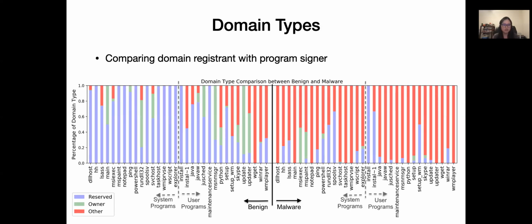Now in the graph on the left, we have benign processes, and on the right, we have malware-injected processes of the same list of benign programs. We can see that the benign processes have mostly blue and green bars, very few red bars, which is the other type domain. And on the contrary, the malware-injected processes mostly have red bars. And another thing to note is that among the benign processes on the left, user interactive programs have more red bars compared to non-user interactive programs. This is basically due to the user interactive nature.